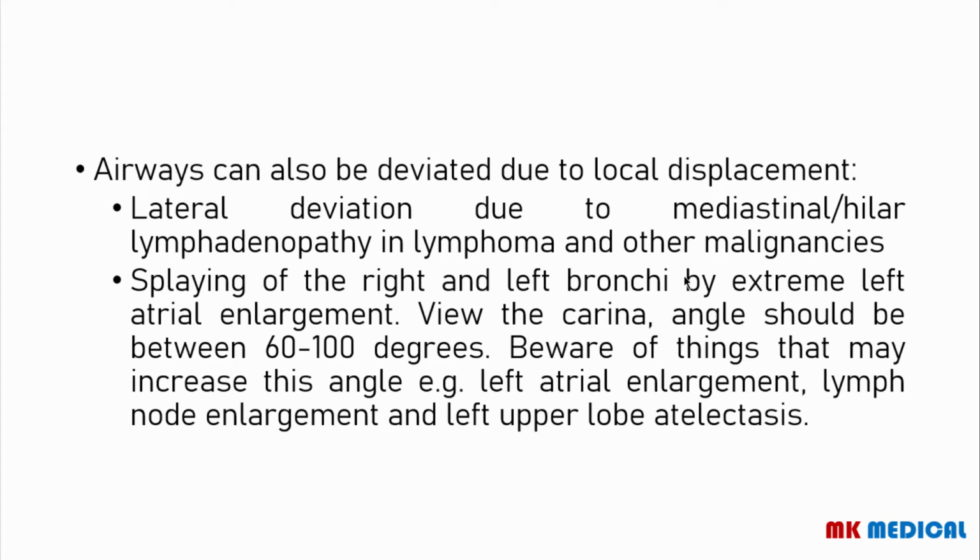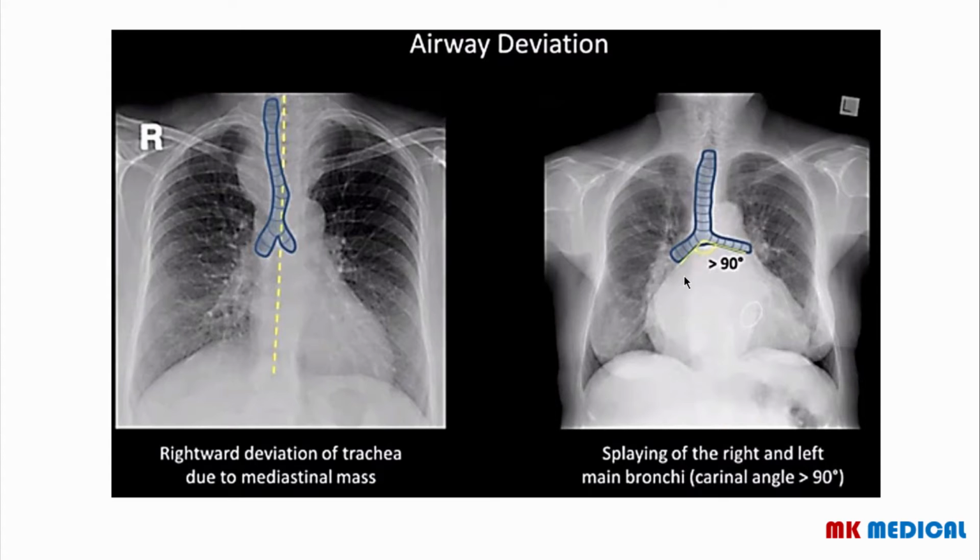You may also have splaying of the right and the left bronchi by this extreme left atrial enlargement. Remember, I told you that the angle should be between 60 to 100 degrees. So here is some rightward deviation of the trachea due to a mediastinal mass, where this trachea has been deviated here to the right because of a mediastinal mass. Most likely it could be a lymphoma. Then here you have splaying of the carina.